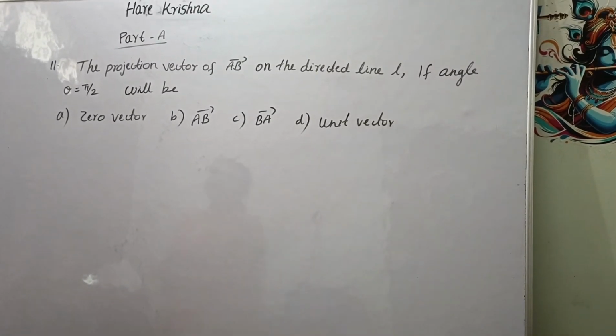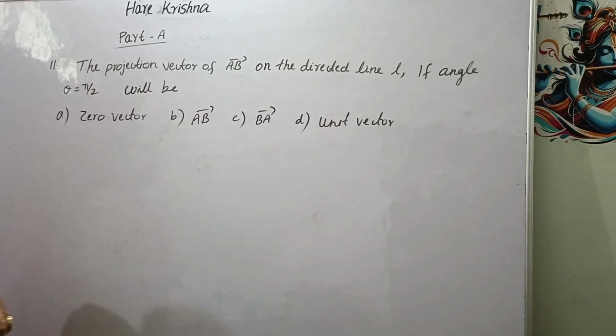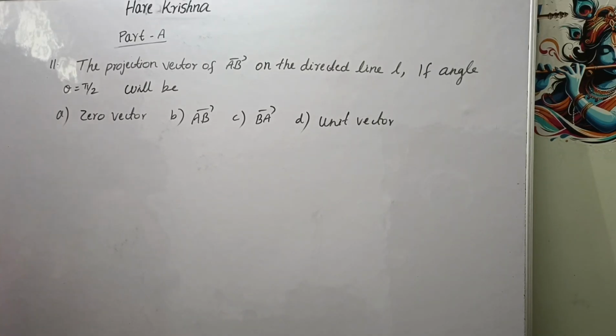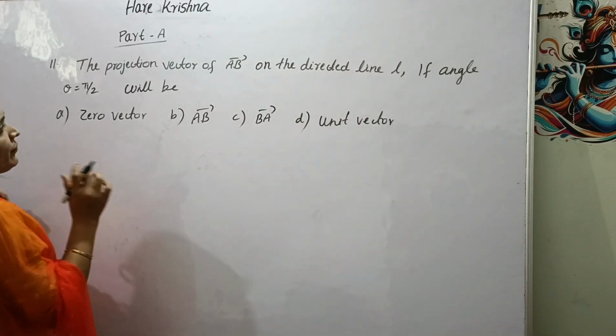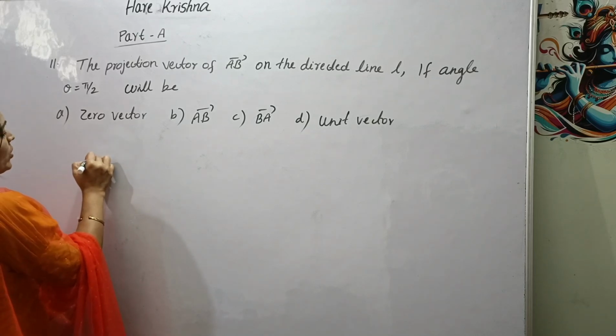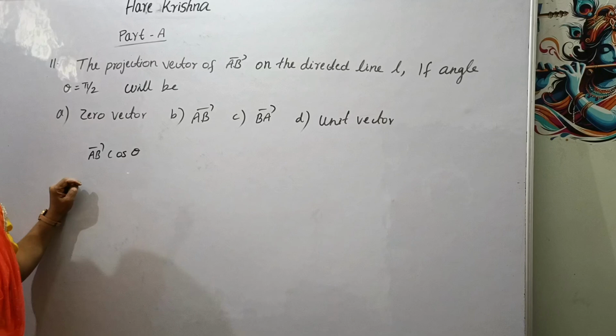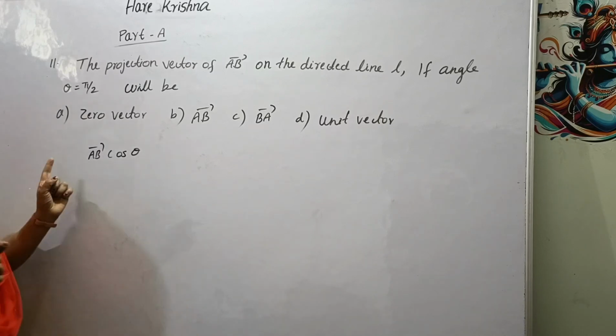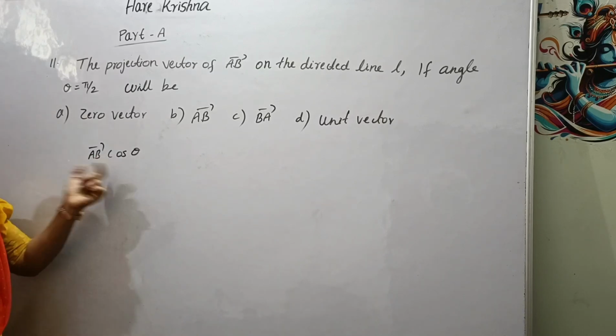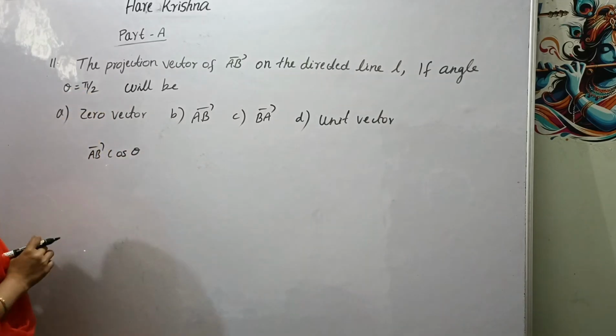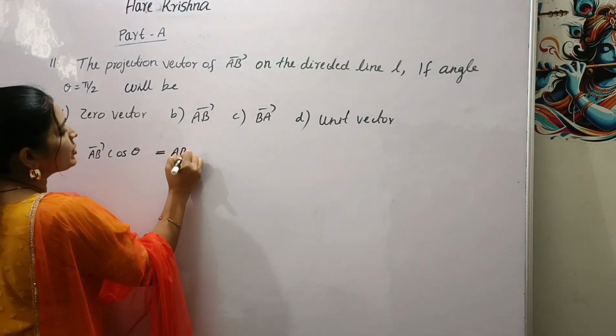Next question is, the projection vector of vector AB on the directed line L, if angle theta is equal to pi by 2 will be, options: 0 vector, vector AB, vector BA, unit vector. See how to find a projection vector of a vector. We know that projection vector of vector AB is equal to vector AB cos theta, right? Here theta is pi by 2. Substitute theta is equal to pi by 2.